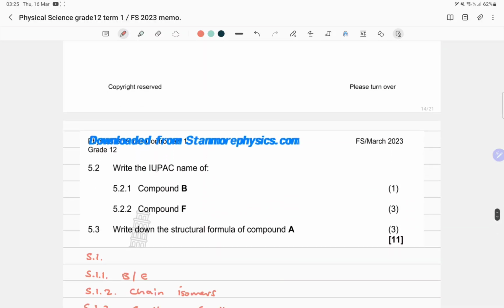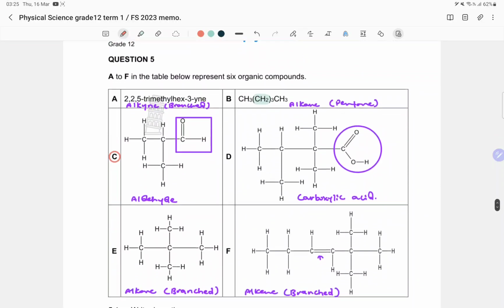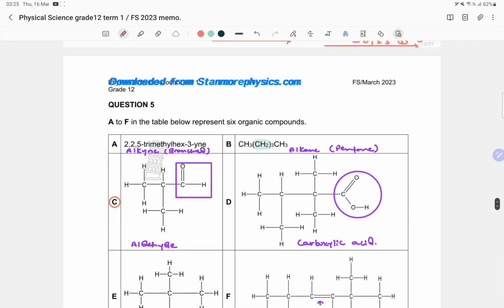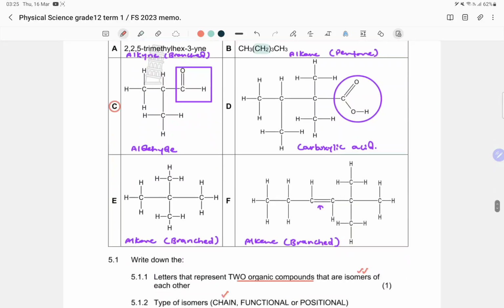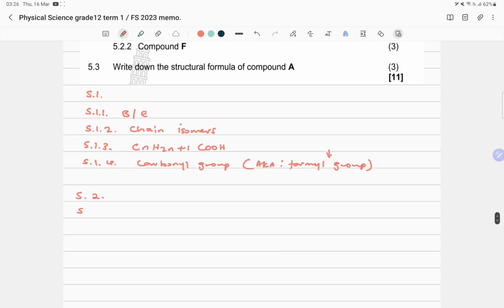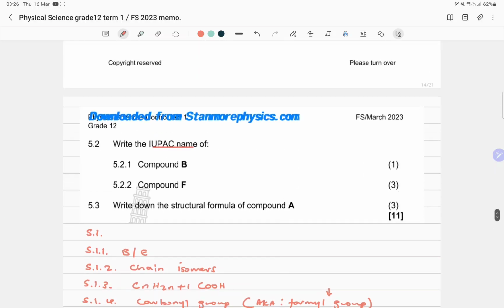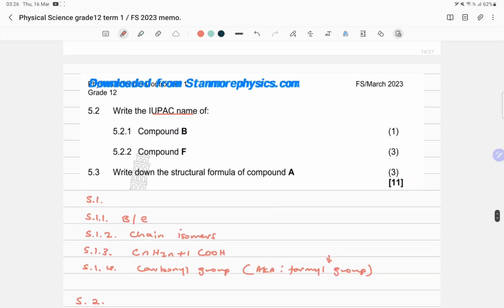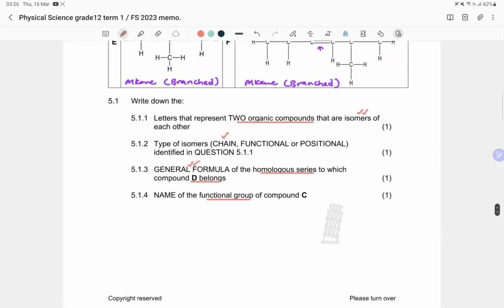So 5.2, write down the IUPAC name of compound B. Now, that's easy. Compound B, that's just pentane. It's just 1 mark. Weak. Can't be asking matriculants such easy questions in an exam. Come on, guys. Are you donating marks here?